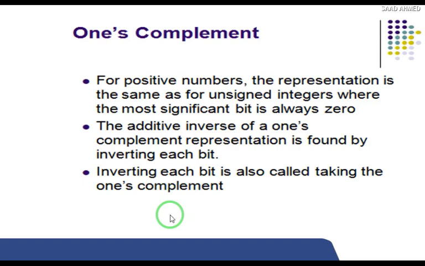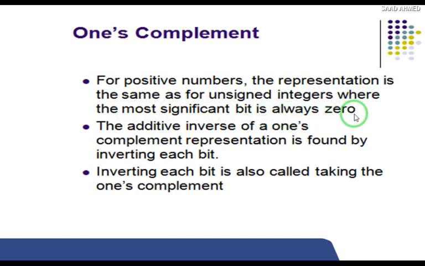In the normal binary format, if you write the number 1 as an 8-bit representation, it's going to be 00000001. If you look at this number, it is just a binary 1 because it has only zeros on the left side. So for positive numbers, the representation is the same as for unsigned integers, where the most significant bit is always 0.